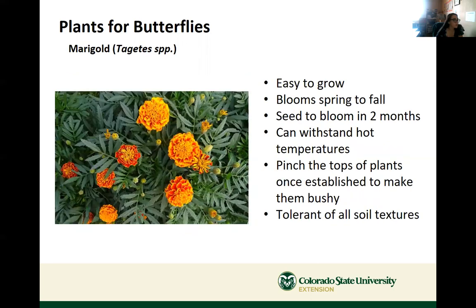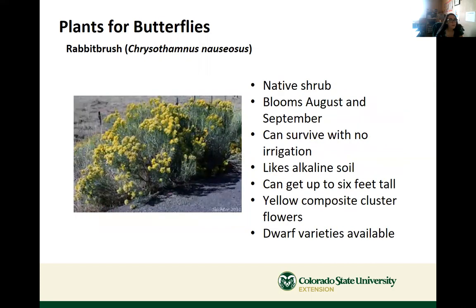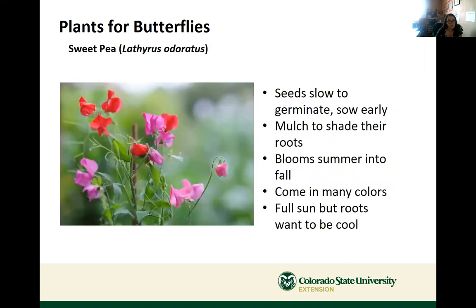Marigolds. I mean, if you can't grow a marigold, I don't know if you can grow any flower. They're so easy, so drought tolerant, so heat tolerant, tolerant of any soil, so that's an easy one. Rabbit brush, again, we already had this one in a different slide. This is just a great pollinator plant, especially around southern Colorado. Sweet peas. The butterflies love sweet peas, and they're so beautiful.